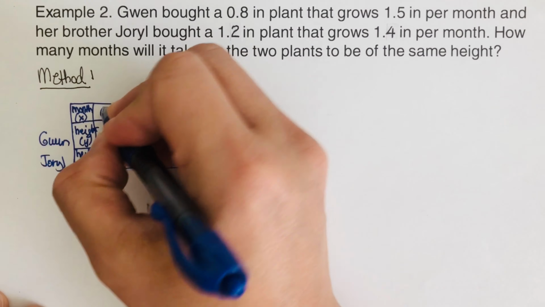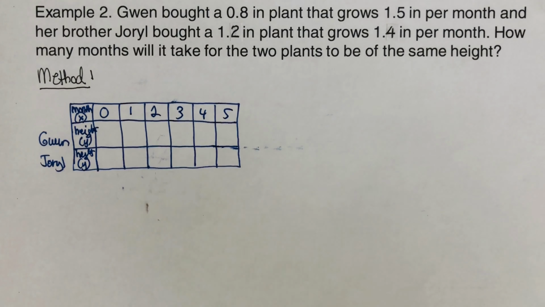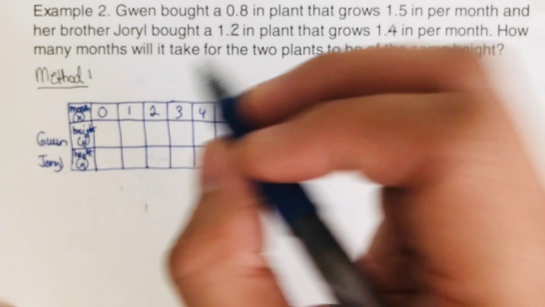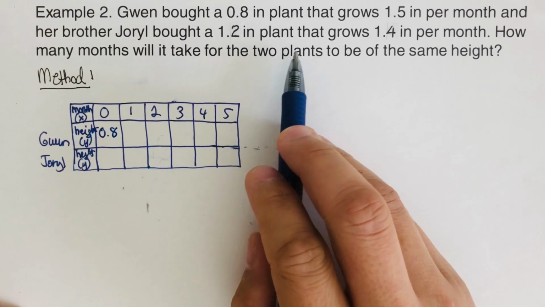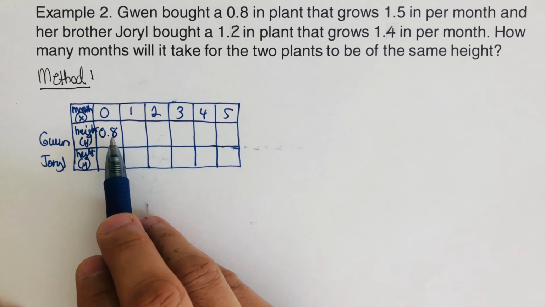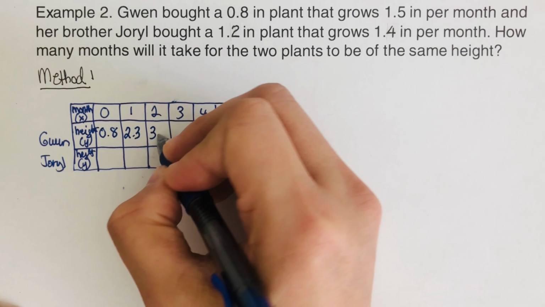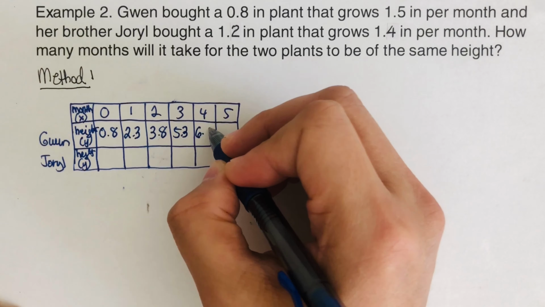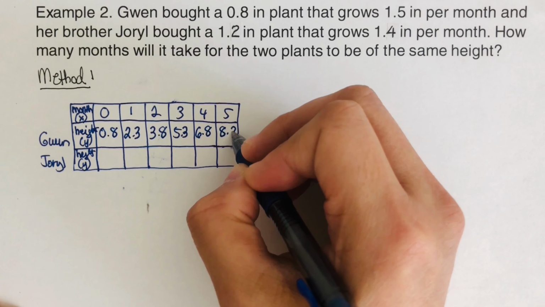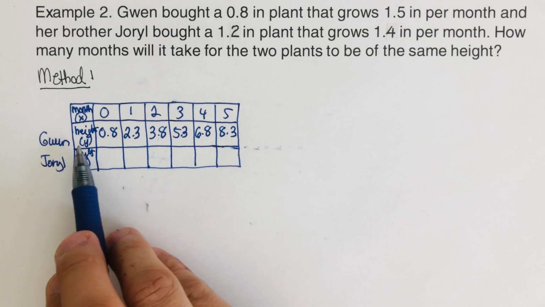So by the way, this is 0, 1, 2, 3, 4, and 5. So we're going to start with 0.8 for Gwen, and then it says that it grows 1.5, so we're adding 1.5 each time. So this would be 2.3, this would be 3.8, and then 5.3, and then we have 6.8 and 8.3. Again, we're adding 1.5 each time for Gwen's part.